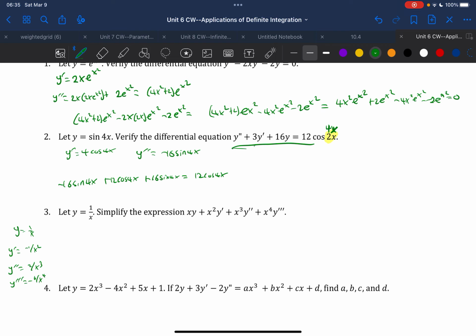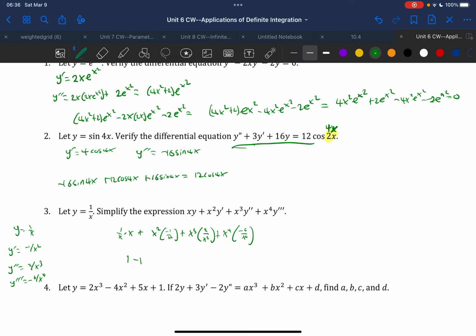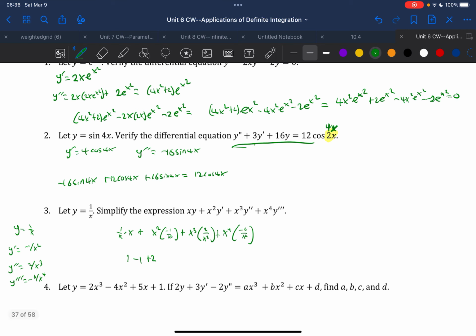So if I plug in, I get x times y, so 1 over x times x, plus x squared times negative 1 over x squared, plus x cubed times 2 over x cubed, plus x to the 4th times negative 6 over x to the 4th. And so x times 1 over x is just 1. X squared times negative 1 over x squared is minus 1. X cubed times 2 over x cubed is plus 2. And x to the 4th times negative 6 over x to the 4th is minus 6. If you clean that up, you get negative 4.